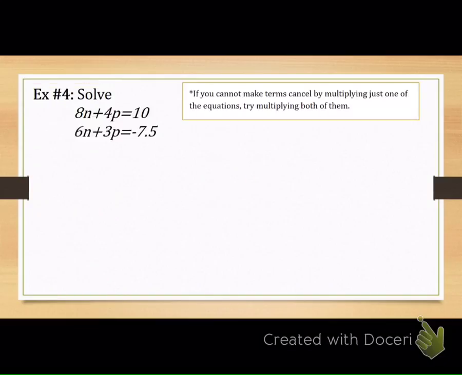Is it all real numbers? It depends. If you cannot make terms cancel by multiplying just one of the equations, you may need to multiply both of the equations. So 6 can't multiply easily to get 8, and 3 can't multiply easily to make 4. Do you guys all see that? Yes. So we're going to have to multiply both equations to get the same number.